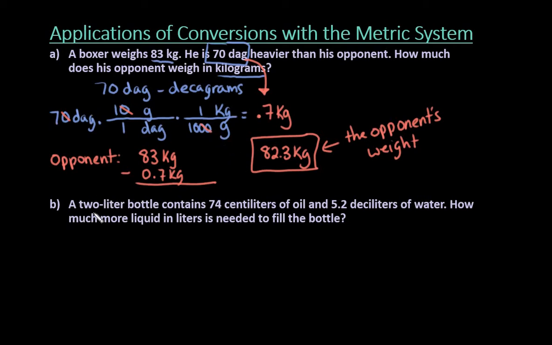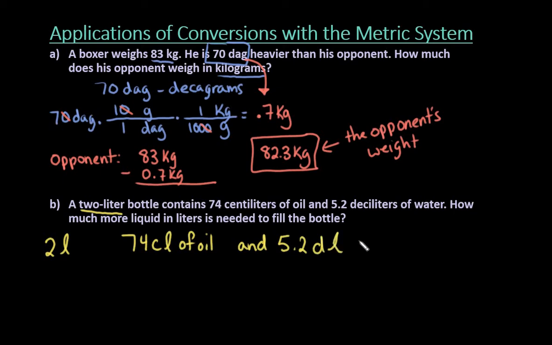All right, so let's look at another one. We have a 2-liter bottle. So a bottle holds 2 liters. And right now, there are 74 centiliters of oil. And there are 5.2 deciliters of water. And we want to know how much more liquid in liters is needed to fill the bottles.